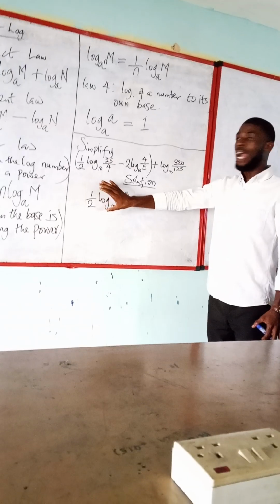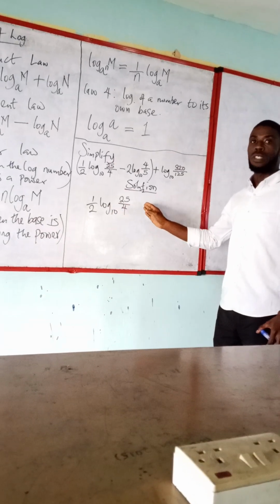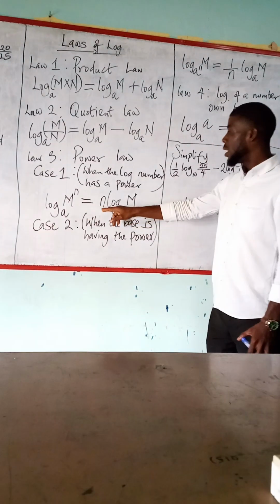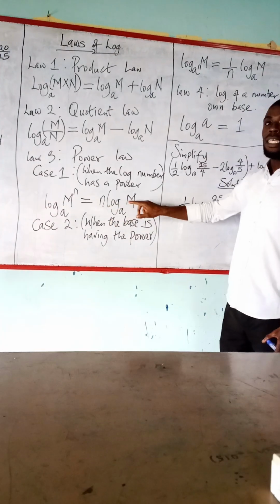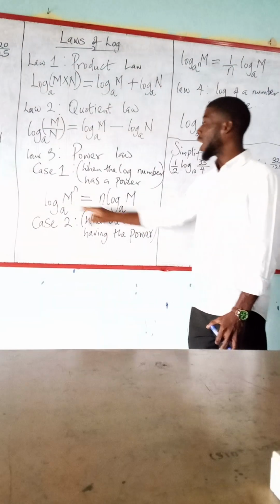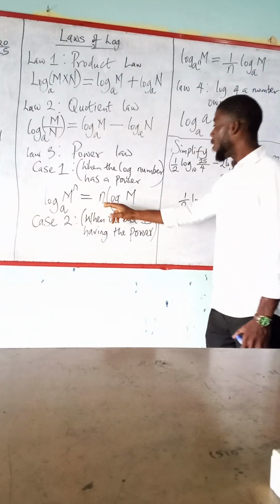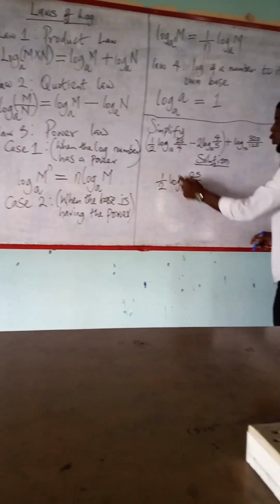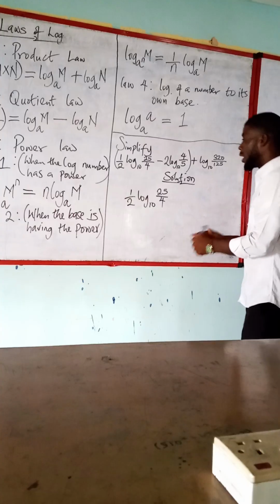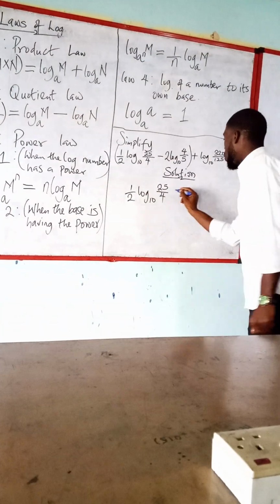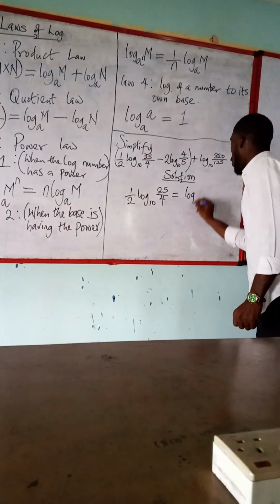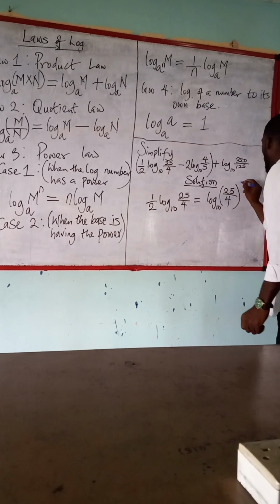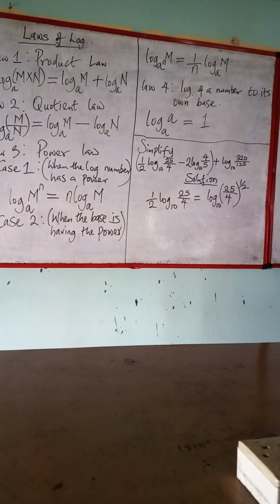What will come to my mind, I can use the power law to remove this. Let us look at the power law again. The power law says if I have a coefficient multiplying a logarithm like this, I can also write it in this form. What it means is that if I have 1 over 2 log base 10 of 25 over 4, 1 over 2 is like n in this case. So I can also write this as log base 10 of 25 over 4, all raised to the power of 1 over 2. Do you see this?